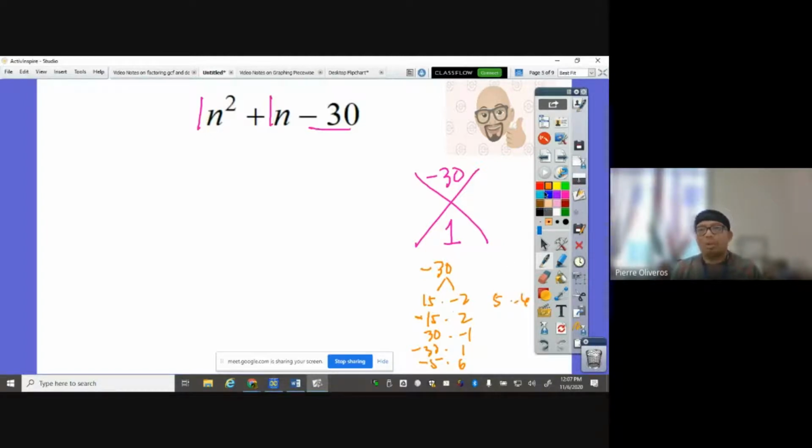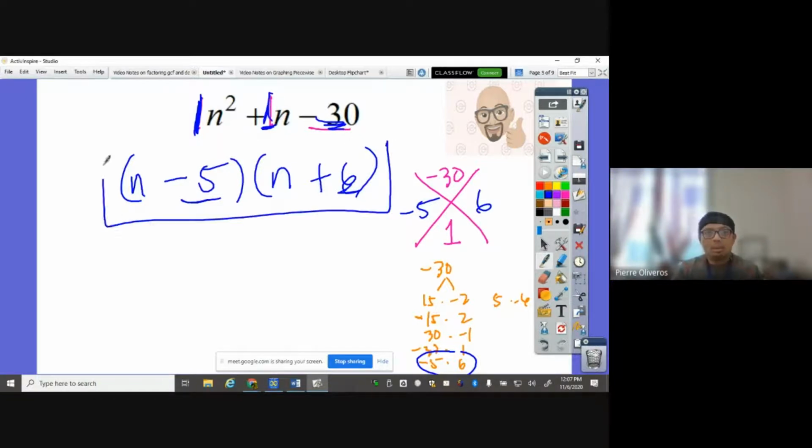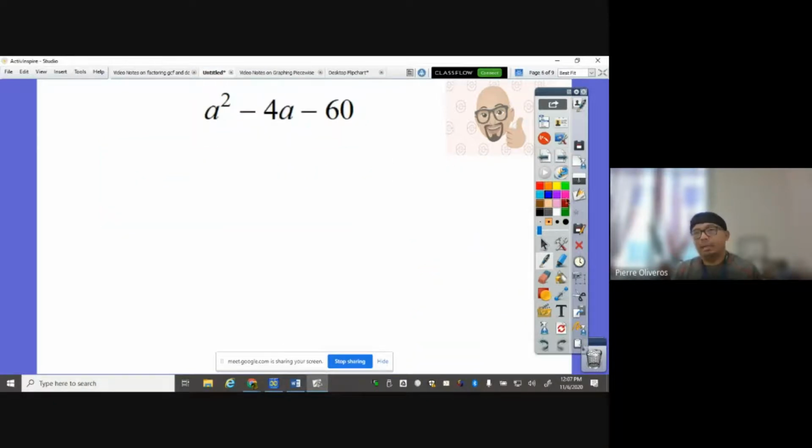Which one of the pair of numbers here, when you add them, will give you a positive 1? It's going to be negative 5 and 6. So negative 5 and positive 6. Since your a is equal to 1, draw two parentheses right there and right there. And since you know it's negative 5, positive 6, when you multiply negative 5 and 6, it's negative 30. When you add them, it will give you a positive 1. Kaboom. Very simple, right?